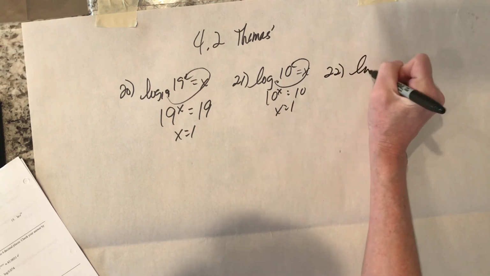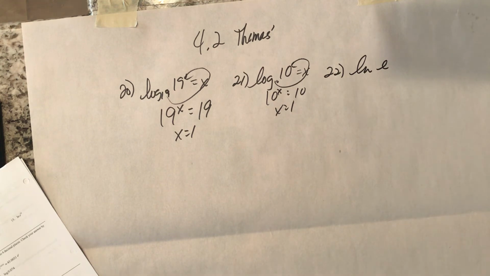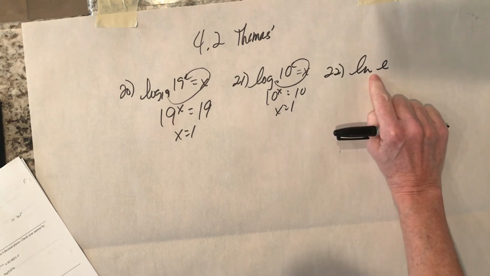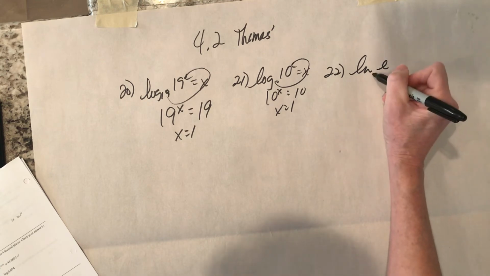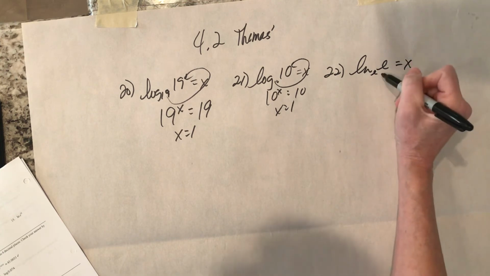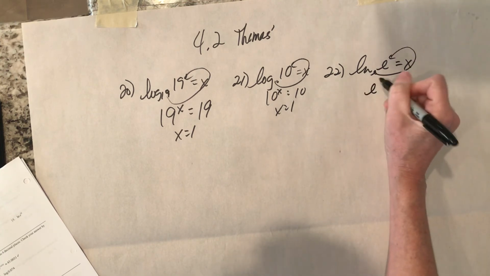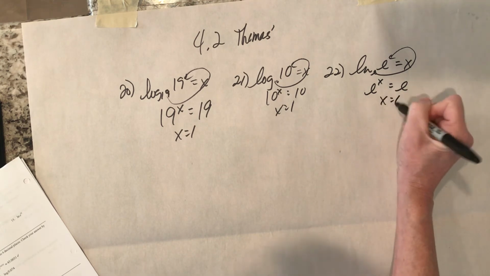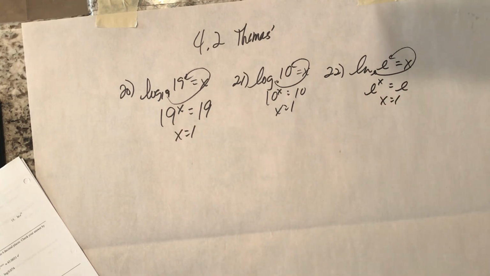Number 22, the natural log of e. Same problem as number 21, same problem as number 20. We understand there's an e as a base there. What do you have to raise e to make it be e? So put in your little understood e there, set it equal to x, make yourself a little circle. What do you have to raise e to make it be e? Well, that'd just be a 1. All of these, same principle.